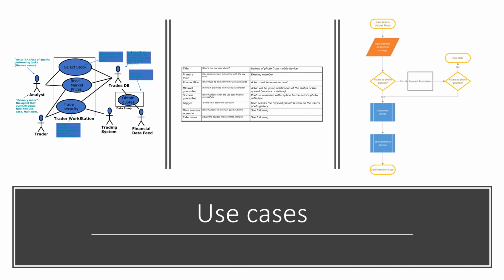We can talk about a minimal guarantee. In this particular case we called out that the actor will be given a notification of success or failure, regardless of whether we succeeded or failed. So that becomes a minimum guarantee. And then we can talk about what happens in the successful case, when we tell the actor, or the person interacting with our system, what for sure happens if it finished successfully. We can talk about what we guarantee in that case.